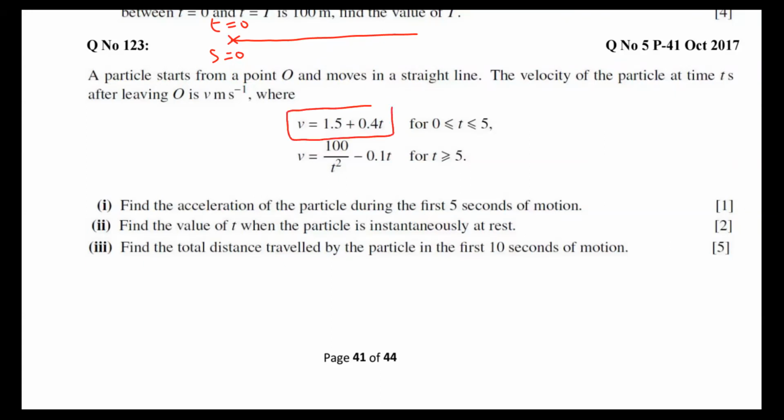That's clear. And it is a composite function. Why composite? For the first 5 seconds, we have one criterion of motion, and after 5 seconds we have a different criterion for the speed. Clear? This is called a composite function.